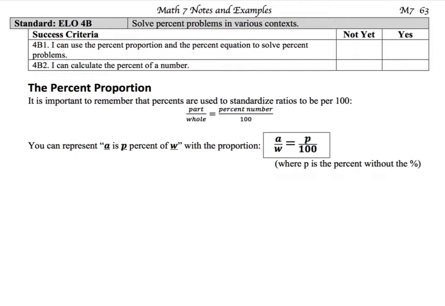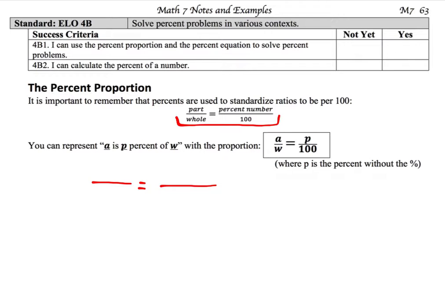All right, in the notes on page 63, the percent proportion. It's important to remember that percents are used to standardize ratios to be per 100. So it is a proportional thing. The part over the whole equals the percent out of 100. You can represent A as P percent of W with the proportion A over W equals P over 100.